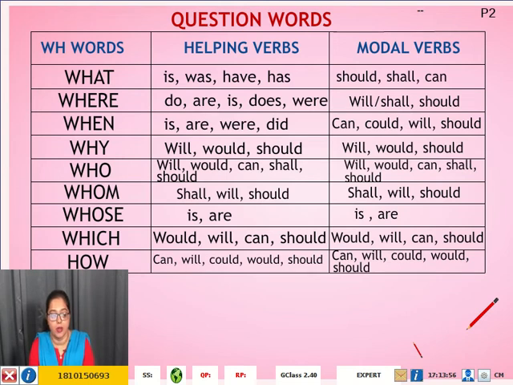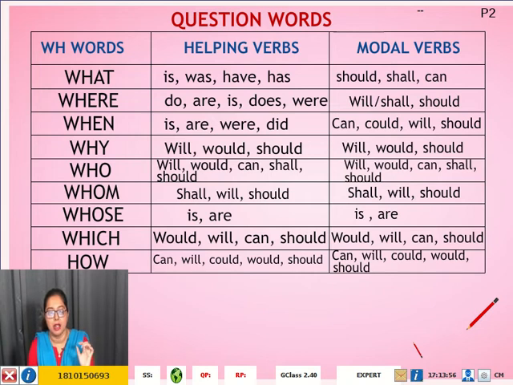And the next one you can see on the screen is the WH word whom. So with whom, what are we using? We are using the helping verbs shall, will, should, and the modal verbs shall, will, should. So the next WH word you can see on the screen along with the helping verb is whose, with is, are, and the modal verb here is also the same.